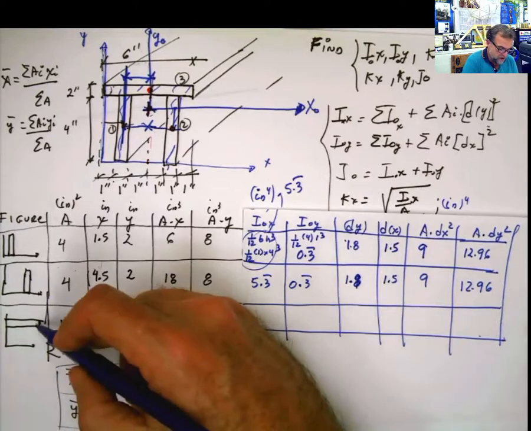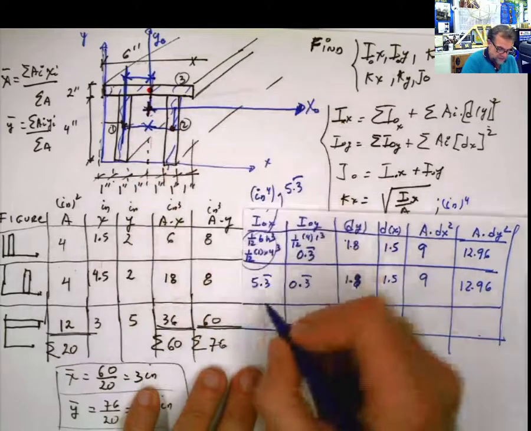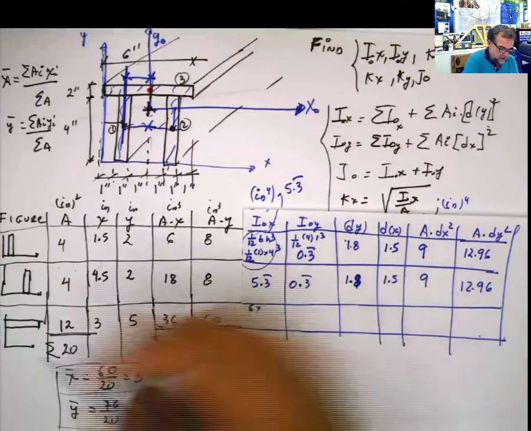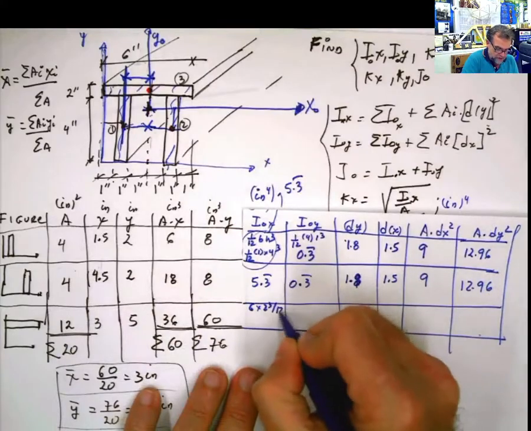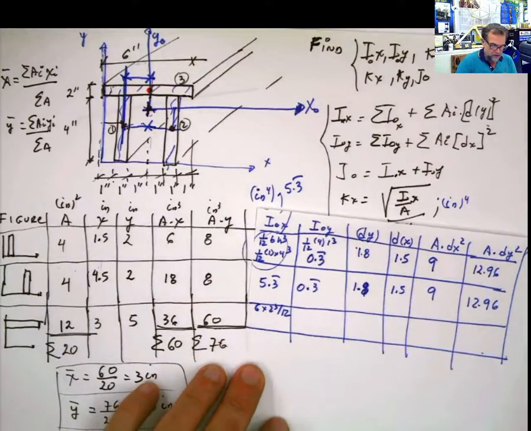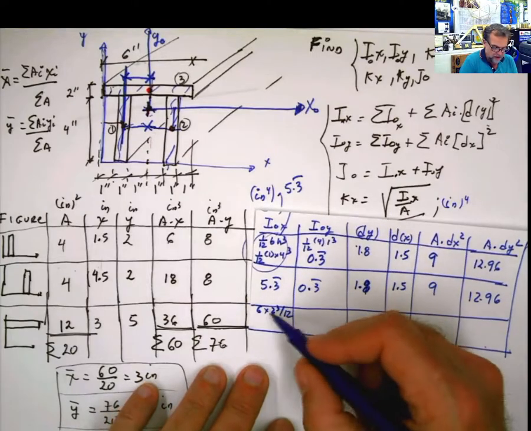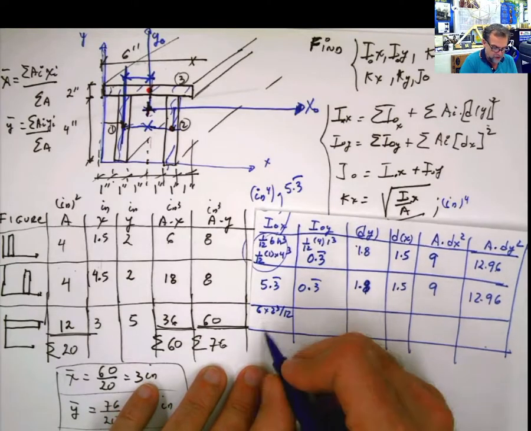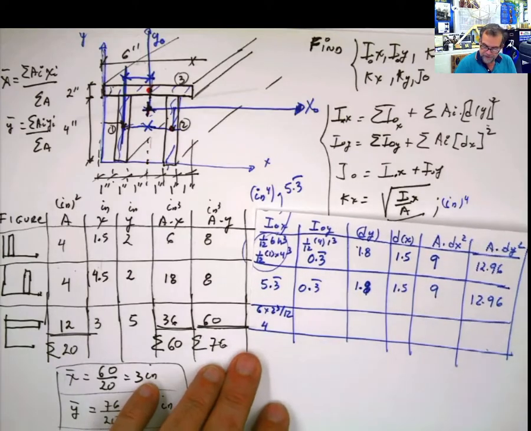Now the figure is this one. Now it's going to be base. What is the base? 6 times, what is the height? 2 to the third divided by 12. 6 times 2 to the third divided by 12. 6 times 2 to the third is 6 times 8, 48. 48 divided by 12 is 4. This is the value here.